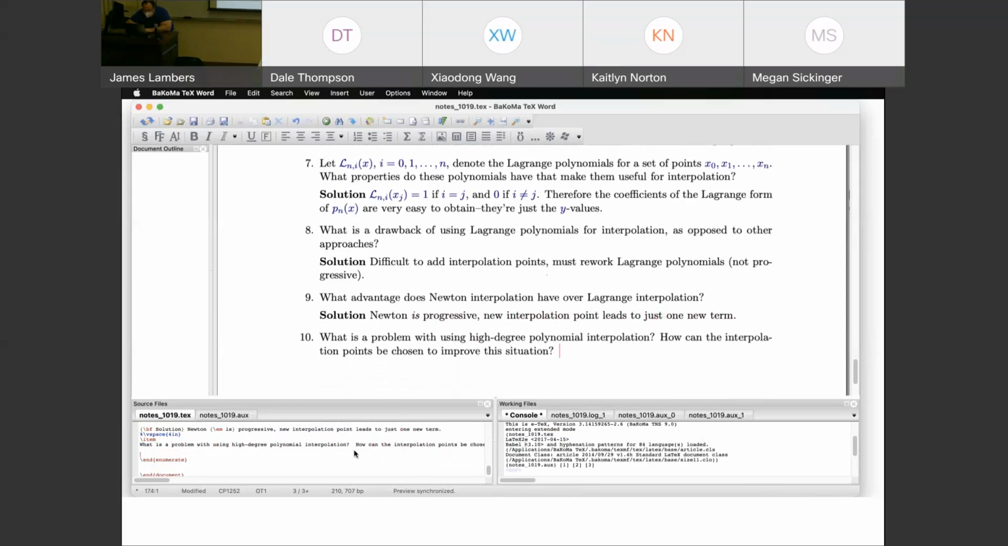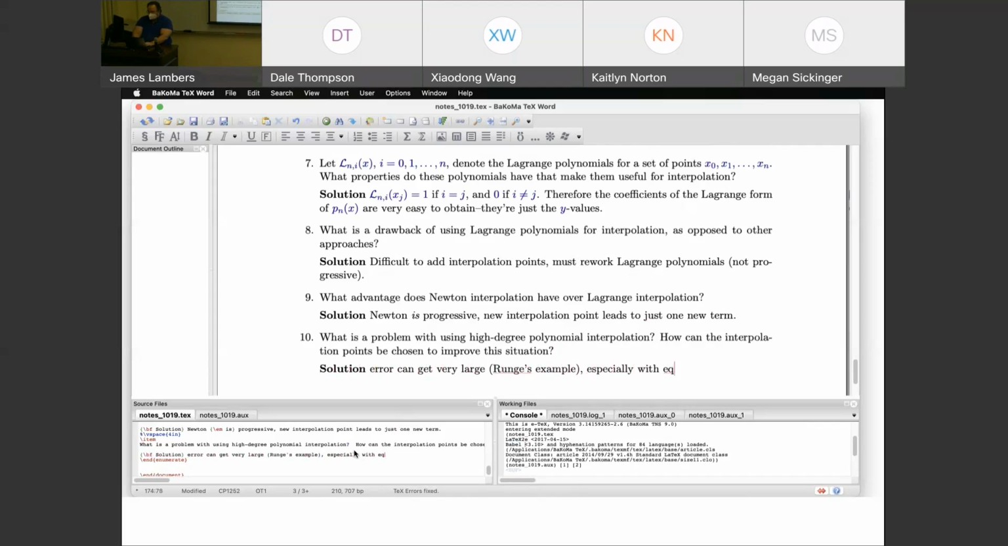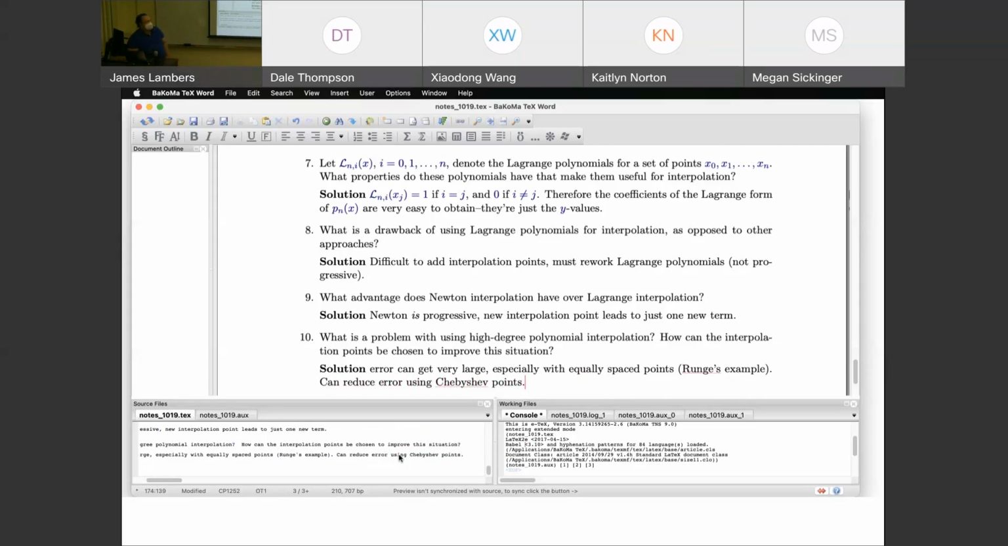And lastly, high degree polynomial interpolation. What happens is the error gets very large, as illustrated in Runge's example. Especially with equally spaced points. Actually, Runge's example is about that. So both issues, high degree and equally spaced points. What you can do to improve the situation is use Chebyshev points. So I guess that's as close as you come to an optimal set of interpolation points for the general case.